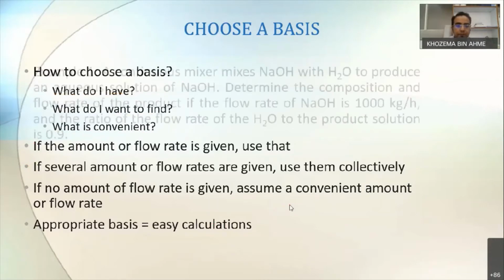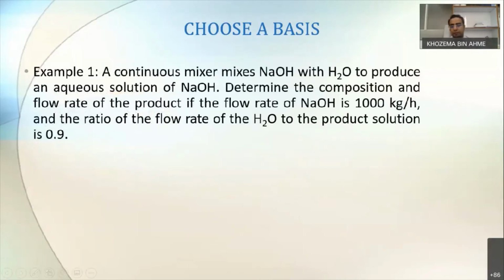Okay, so this is the first example. This example will actually be used for our steps 2, 3 and 4. For this first step, as we said, first of all, we read the question and understand the problem statement. So the question is saying that a continuous mixer mixes NaOH with water to produce an aqueous solution of NaOH.